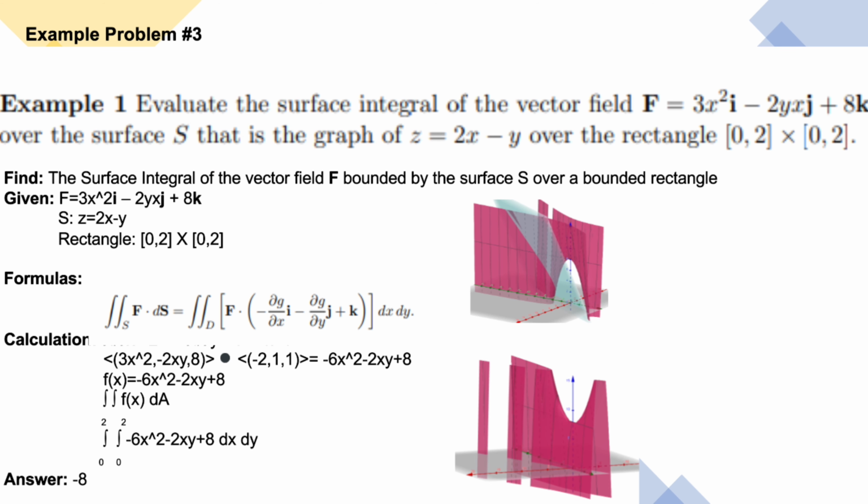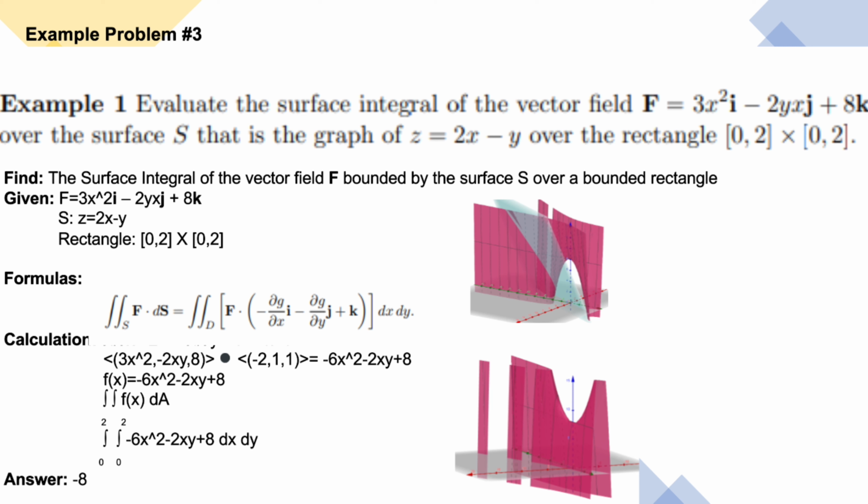We can take a look into the graph and view the surface along with the function of f. Looking into example number 3, we are looking to evaluate the surface integral of the vector field F equal to 3x squared i minus 2yx j plus 8k over the surface S, that is the graph of z equals 2x minus y over the rectangle 0 to 2 by 0 to 2. We are instructed to find the surface integral of the vector field F over the surface S over a bounded rectangle. We are given F equals 3x squared i minus 2yx j plus 8k and S equal to z equals 2x minus y by the rectangle 0 to 2, 0 to 2.